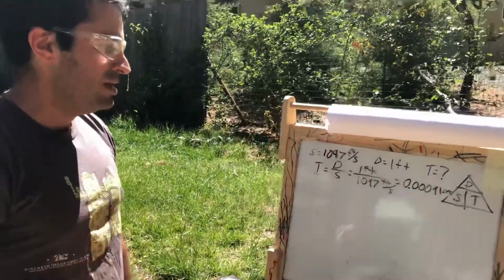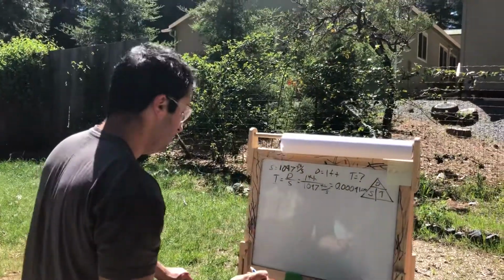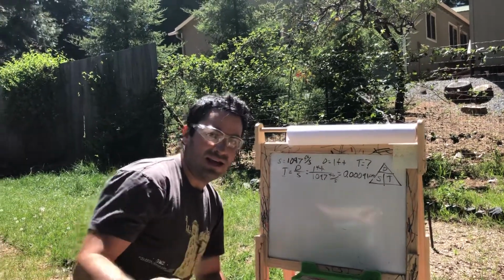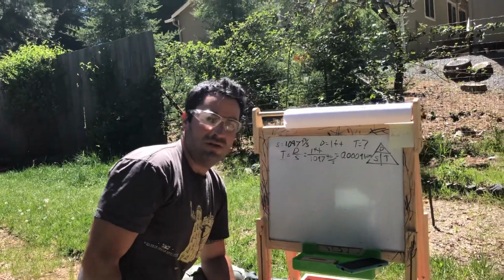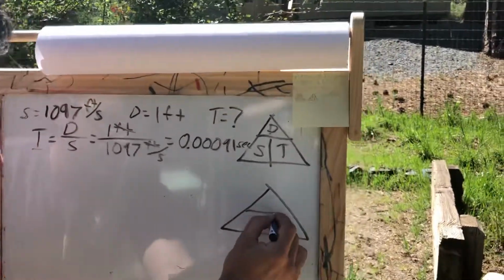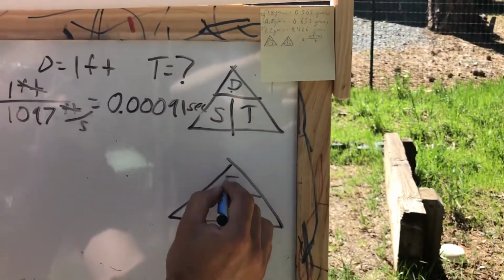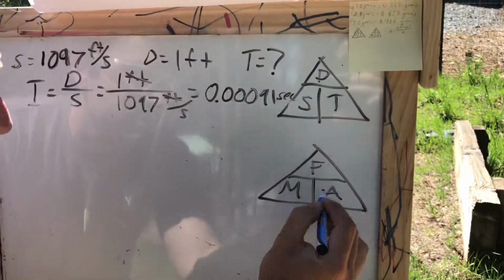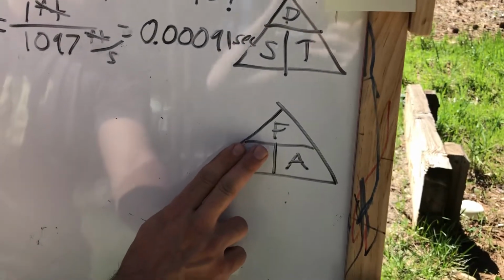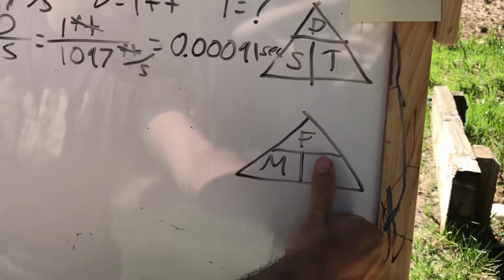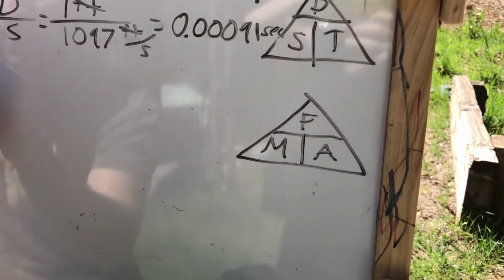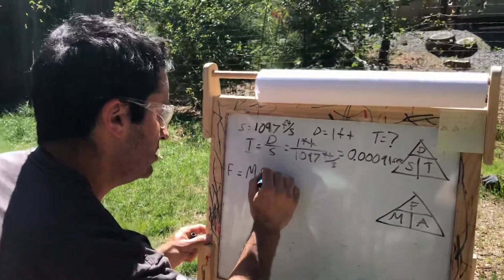So now I've got my time, and I can begin to solve for force. If you remember, Newton's second law states force is equal to mass times acceleration. And again, we have another cheater triangle for this. Force is equal to mass times acceleration. If I wanted to solve for the mass and I knew the force and acceleration of a projectile, I could figure it out by force divided by acceleration. Same thing with acceleration, force divided by mass. But I want force. So I know force is equal to mass times acceleration.